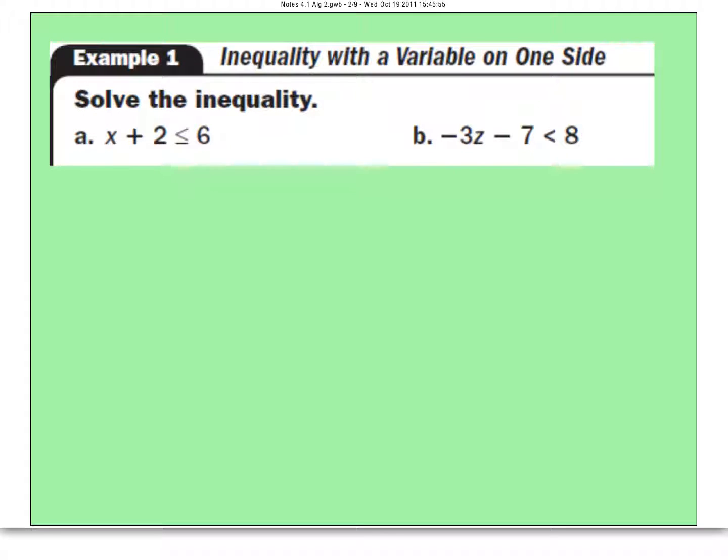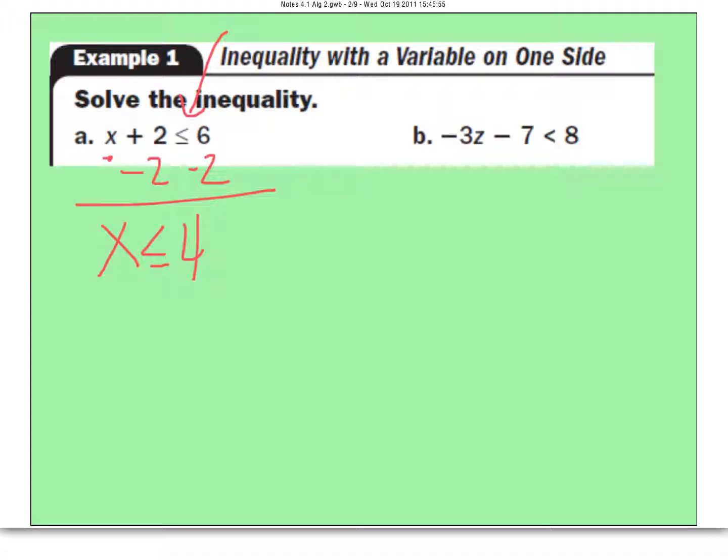So let's start by solving letter A. It works the same way as equations, but it's an inequality, and this one here is less than or equal to. So to get x by itself, we need to get rid of the plus 2, so we minus the 2. We're left with x is less than or equal to 4.